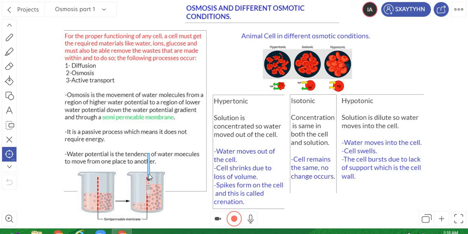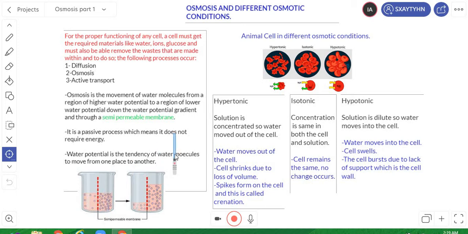Let me give you an example. Let's take a solution, and in that particular solution the number of water molecules is more and the number of solid particles in that liquid is less. So when I say the number of water molecules is more, what I mean is that it has a higher water potential, because then the water molecules have a greater tendency to move in that particular space, mainly because there are fewer solids to interrupt the movement of those water molecules.